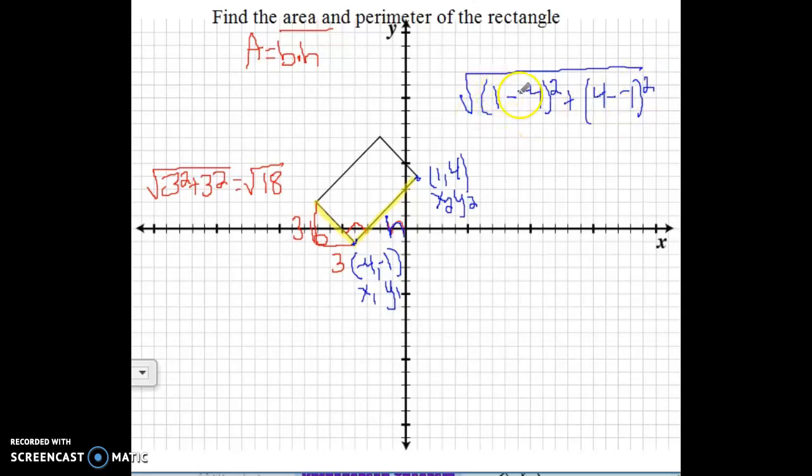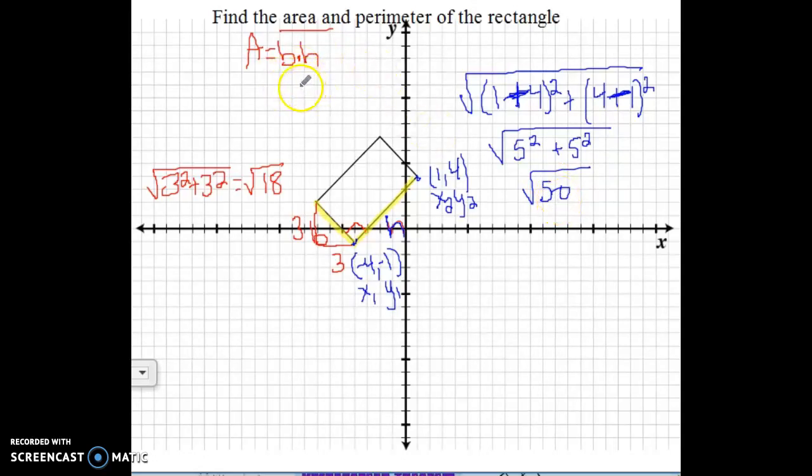And I'm going to do a little bit of math here. 2 negatives make a positive. 1 plus 4 is 5. So this would be 5 squared. This one would also become 5 squared. So this is 25 plus 25, which for right now we're just going to leave as the square root of 50. We don't have to simplify it until we get our final answer.